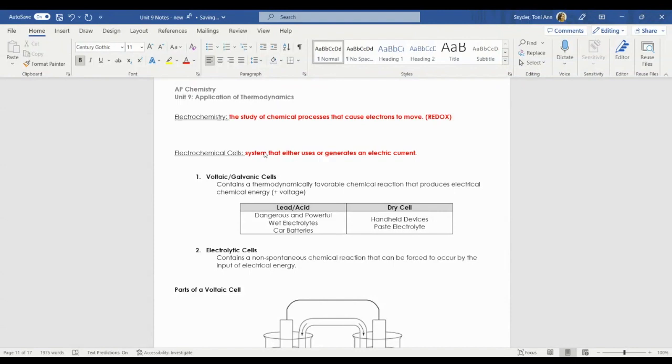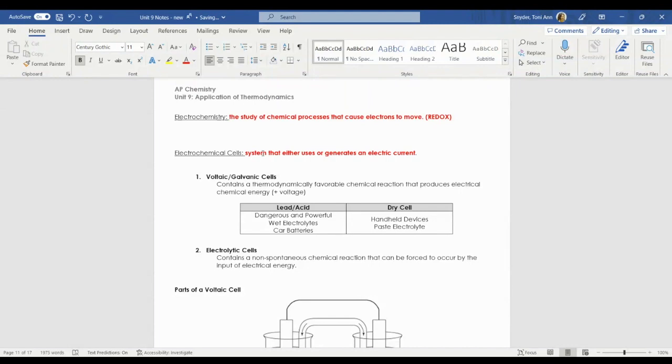Whether we have a cell that either uses or generates electricity, it's going to be one of two types, and we can see those down here. The first type is a voltaic or a galvanic cell. A voltaic cell contains a thermodynamically favorable chemical reaction, so this is going to occur very readily. If we think back to what we talked about, if something is thermodynamically favorable, its delta G, its Gibbs free energy, will be negative.